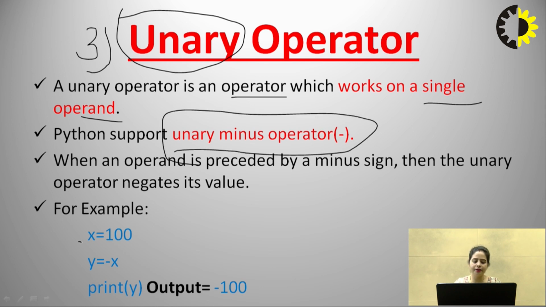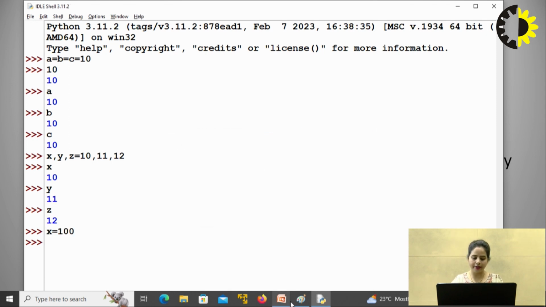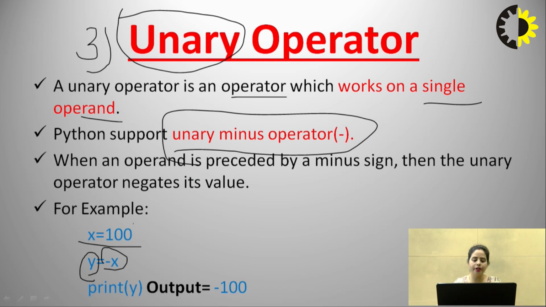For example, if we have the value of x equal to 100 and we want the negative value of x, then we have another variable y. We can put the negative x value into y and print it out. Let's examine this. If x is equal to 100, enter, and we want the negative of x, minus x, this is minus 100. This minus operator works on a single operand, that is x. That's why it is called a unary operator.